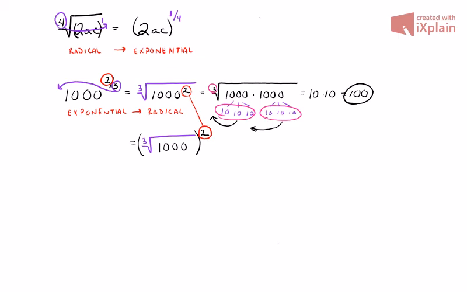So again, hopefully we're noting, well, I still have 1,000 underneath here, so that's 10 times 10 times 10. This means that the cube root of 1,000 is going to be that 10, and I still have the square on the outside, which is still 10 times 10, which is still 100.